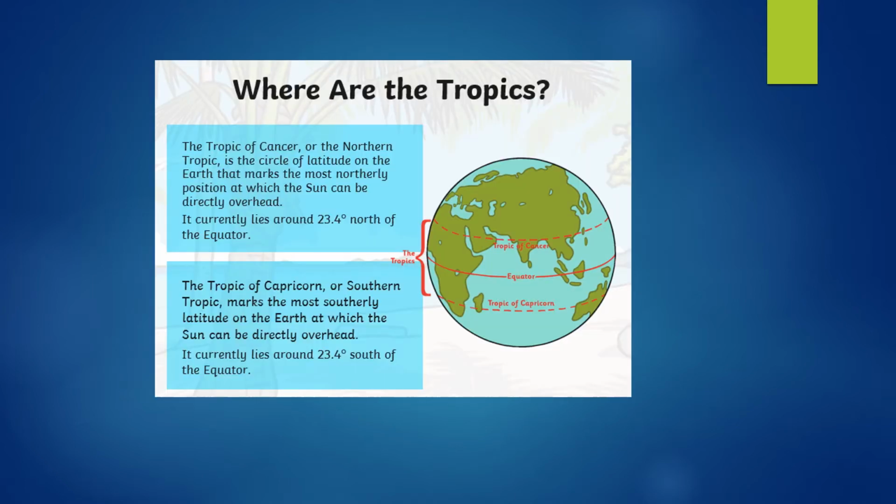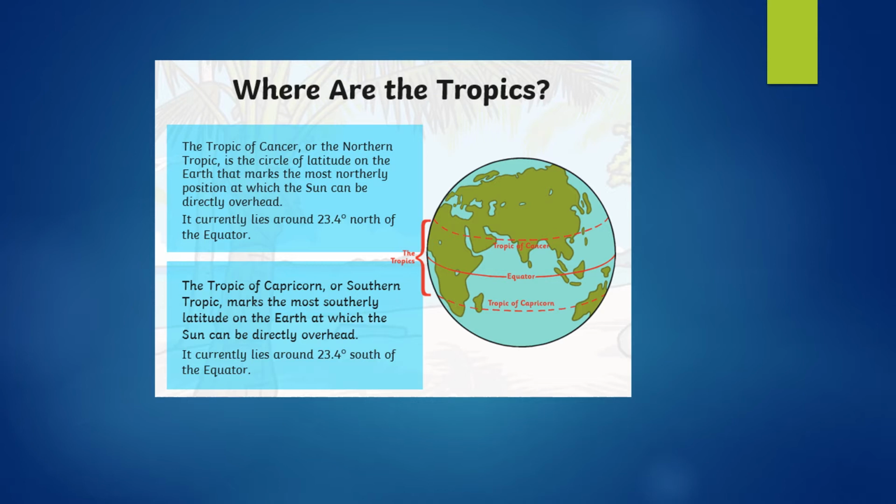So where are the tropics? The Tropic of Cancer, or the Northern Tropic, is the circle of latitude on the Earth that marks the most northerly position at which the Sun can be directly overhead. It currently lies around 23.4 degrees north of the equator, and from the diagram there you can see that it is labelled as the Tropic of Cancer.